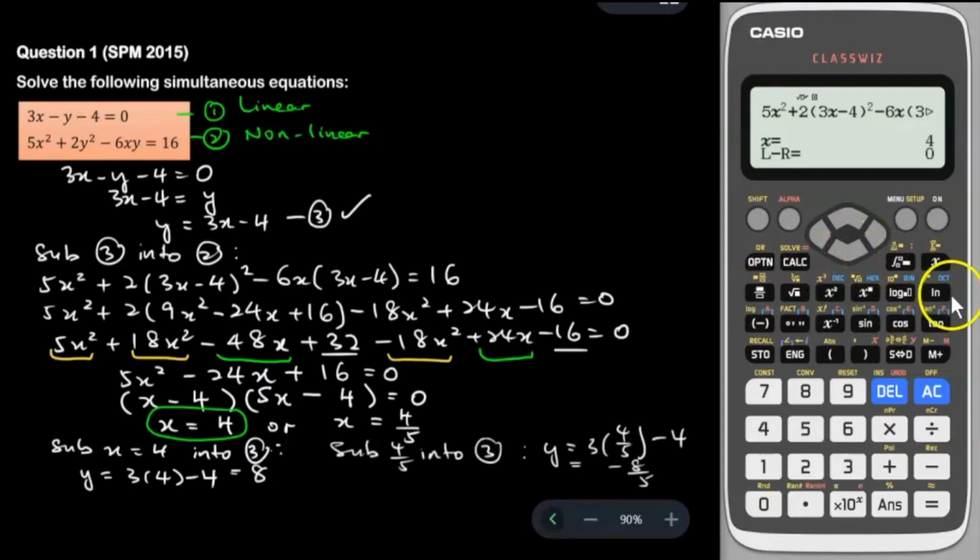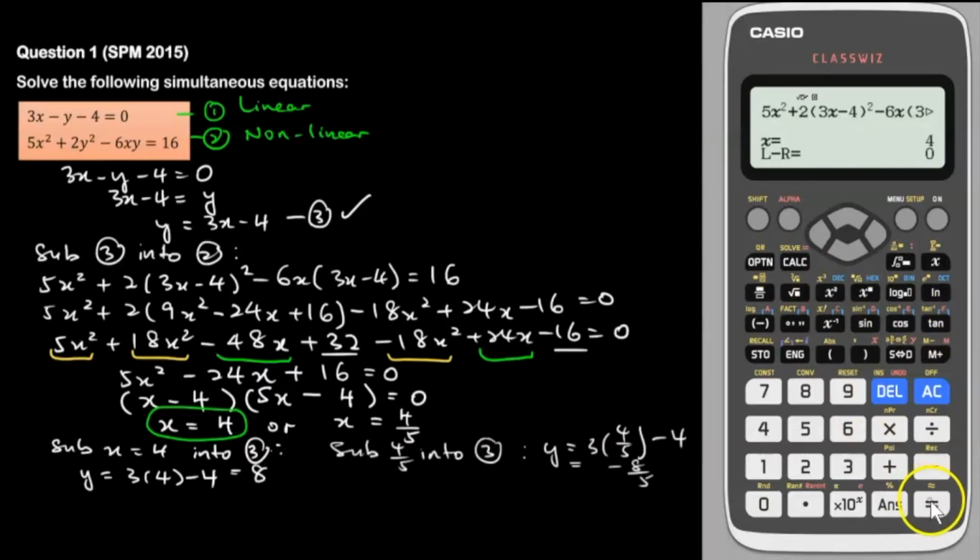So I'm going to key in, to obtain the value of x when it's negative infinity, we key in negative 1000. So we press equals, and then after that negative 1000.